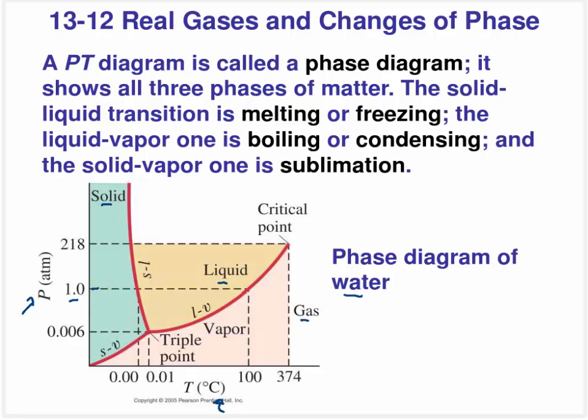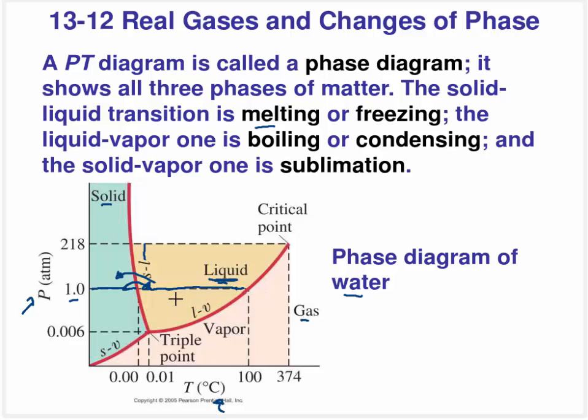So at 1 atmosphere, we know that if it's fairly cold, water is going to be in the solid ice form. At 0 degrees Celsius, it's going to melt. So going from a solid to a liquid is called melting. If I were going in reverse, I'd call it freezing. Now if we were to increase the temperature, we're all in the liquid phase of water, all the way up to 100 degrees Celsius.